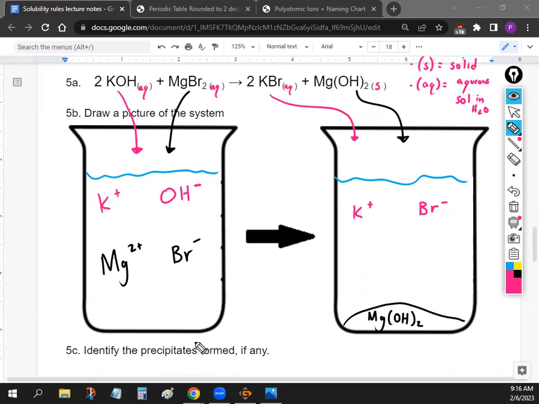And then for part C, identify the precipitates. We can just say that this is the precipitate. MgOH2 is the precipitate. Okay, and that we'll cut it right there. That's basically what you'll be doing on your assignment, just figuring out if it's aqueous, solid, and then drawing a picture of the system, just so we can get a visual idea of what it looks like, so that we're ready when we do our lab next week.